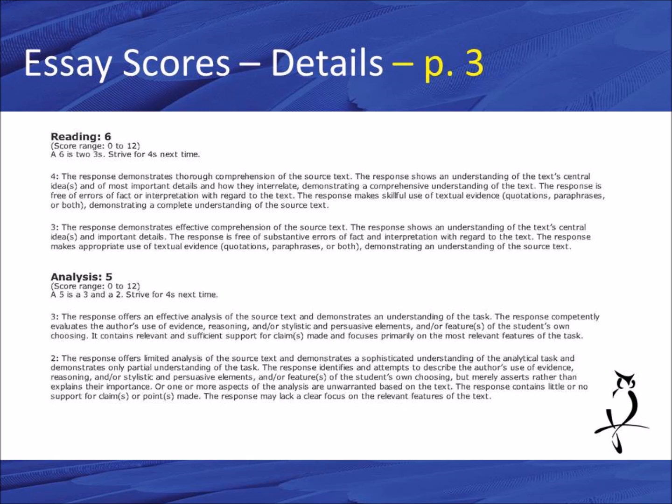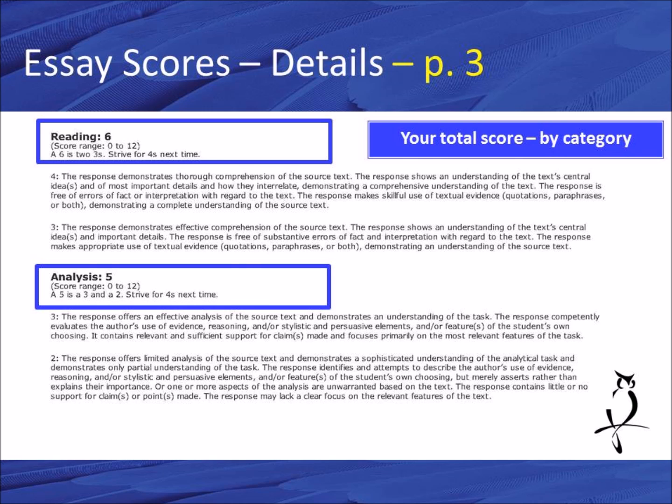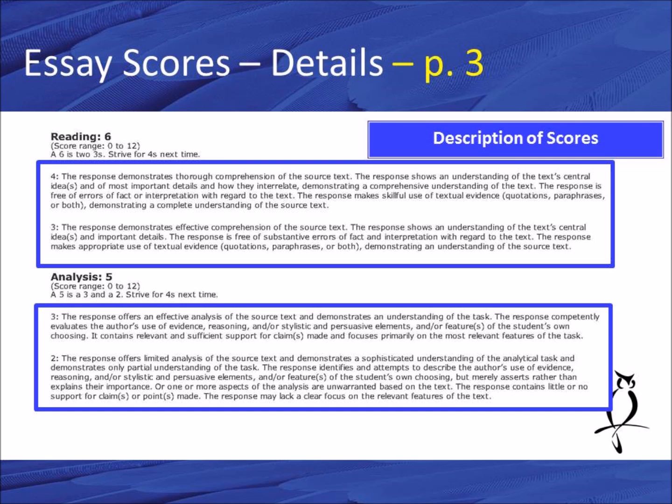Now, if you turn to page 3 of your report, this is where you should see the details about your essay scores. So the first thing you'll see is in bold the total scores in each of the 3 categories. So my student has a reading score of 6 and an analysis score of 5. Below that, what you see is a description of the scores. A 6 for this particular student is 2 3s, so next time strive for 4s.